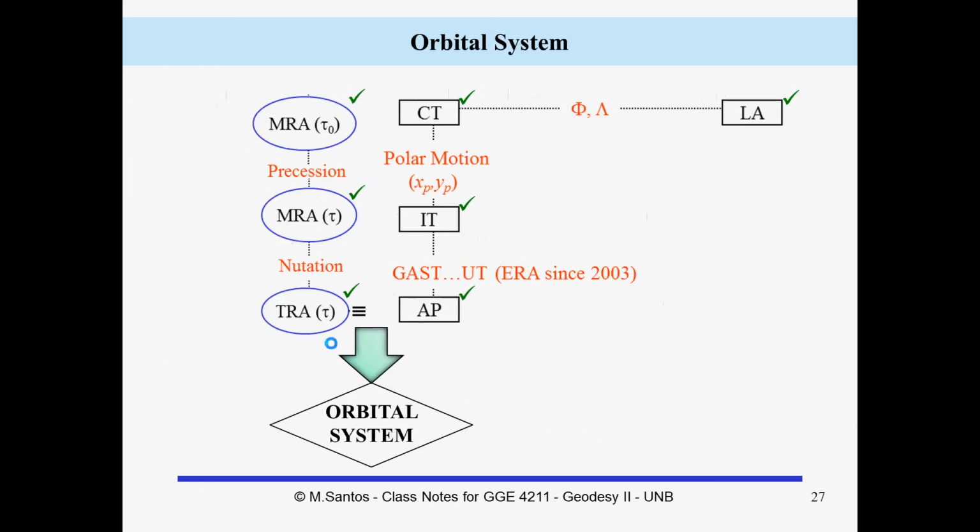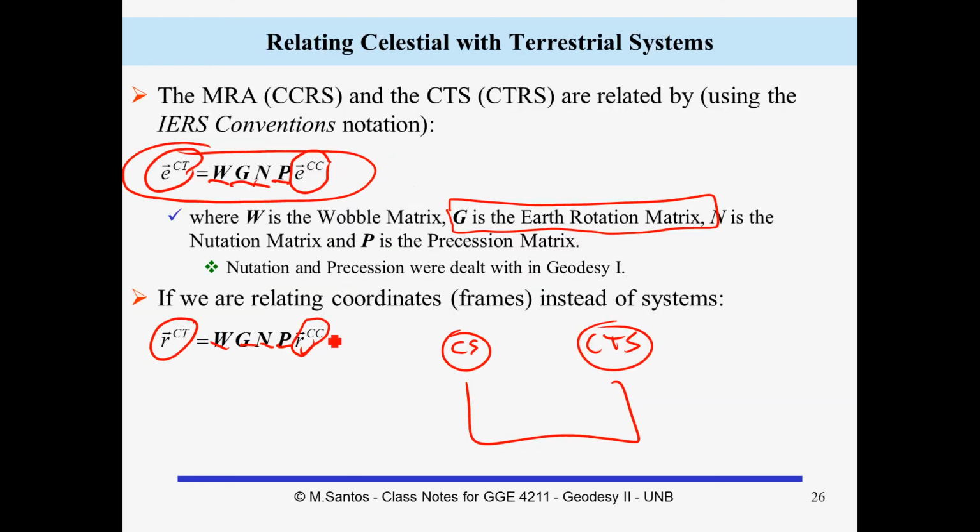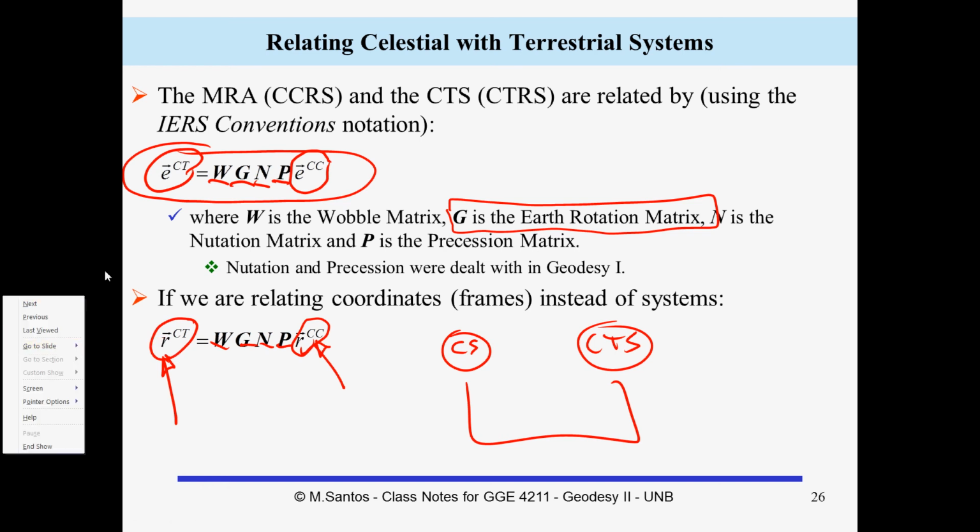Now, it is very important because the orbits of a satellite are determined in the conventional celestial system, and the positions of points on the Earth are defined in the conventional terrestrial system.